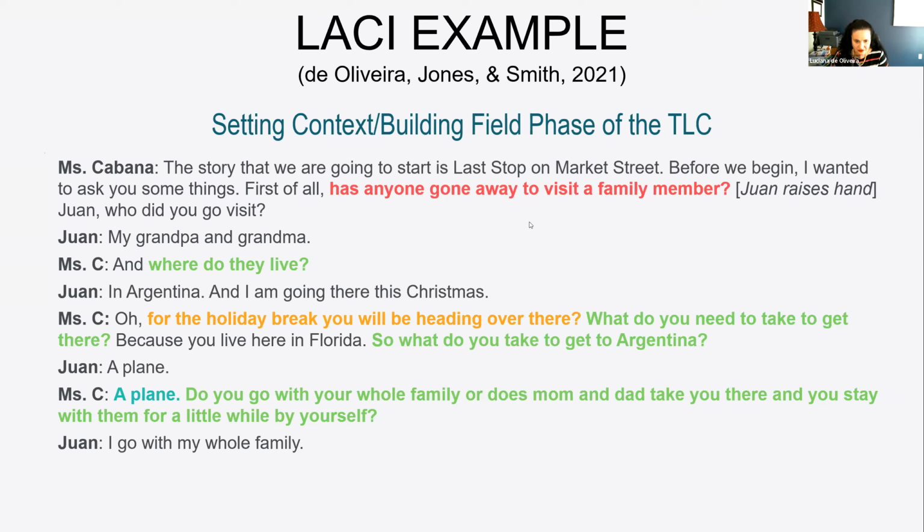Okay, anybody want to try? Do you see that that's the C of connection with the first question? So has anyone gone away to visit a family member? Again, connecting to students' backgrounds and experiences. And where do they live? That's part of the C of classroom interactions and what we call moving the discourse forward.